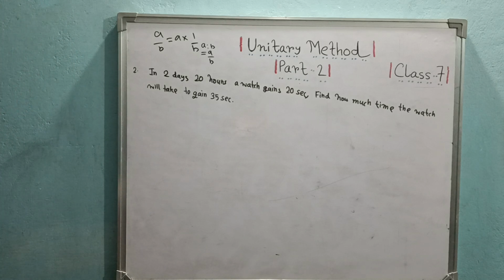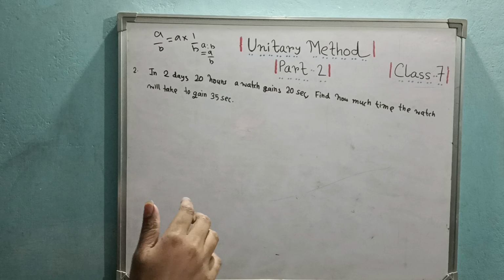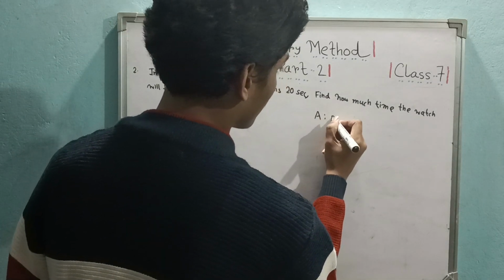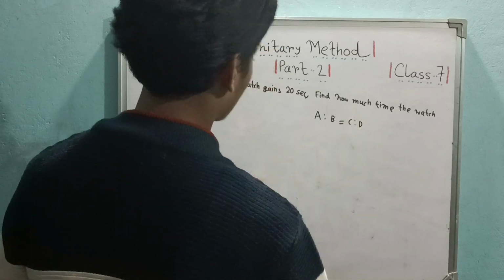See, the more time there is, the more time the watch will gain. Okay, it's quite obvious, right? Whenever you have a longer time period, your watch gains more time. So this is direct proportion, and we can use the proportionality method here. Let it be A is to B equal to C is to D.